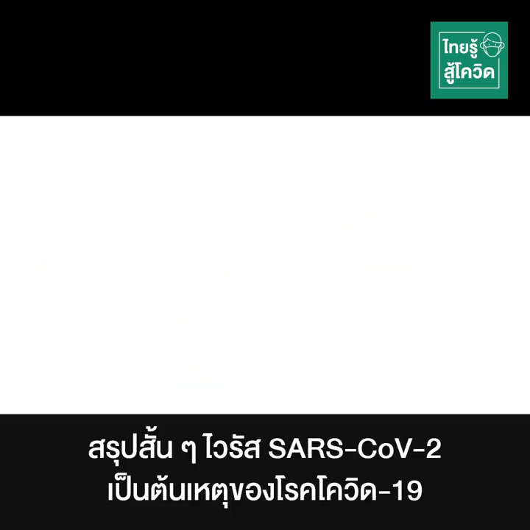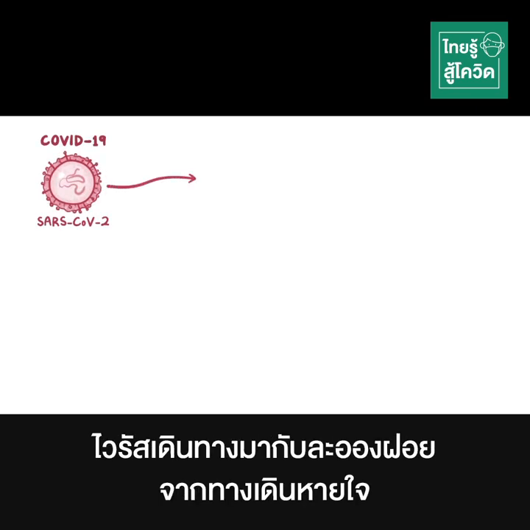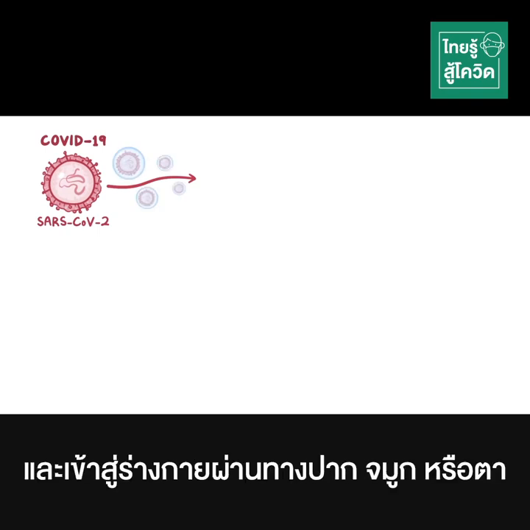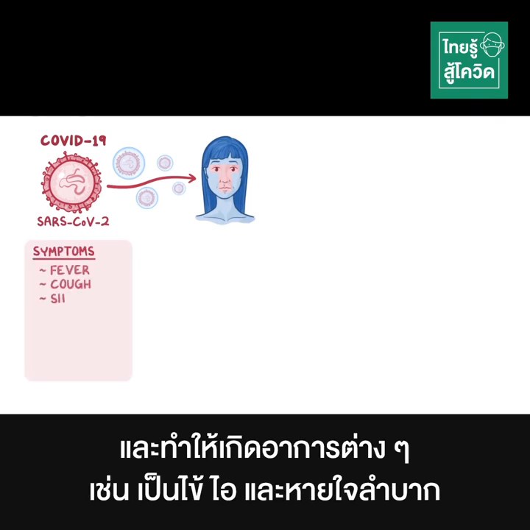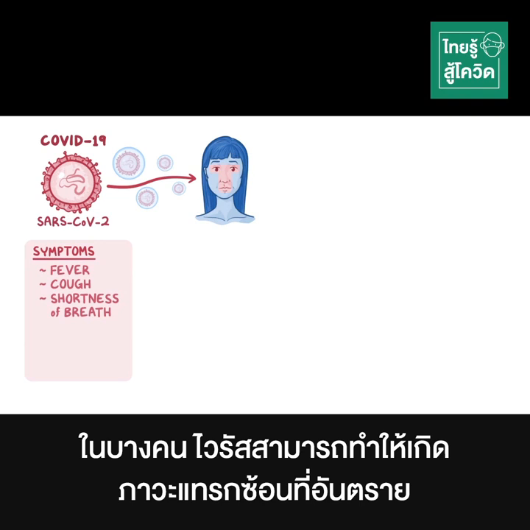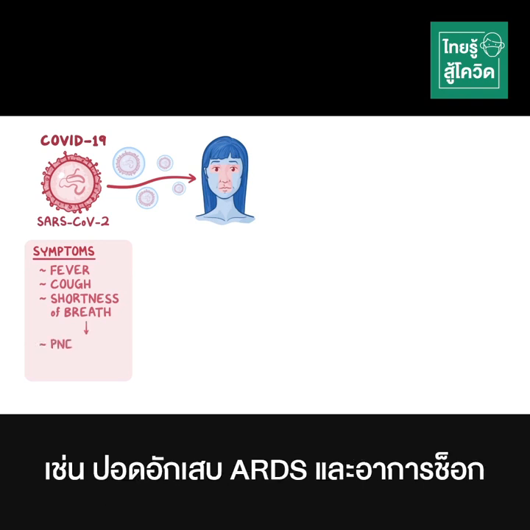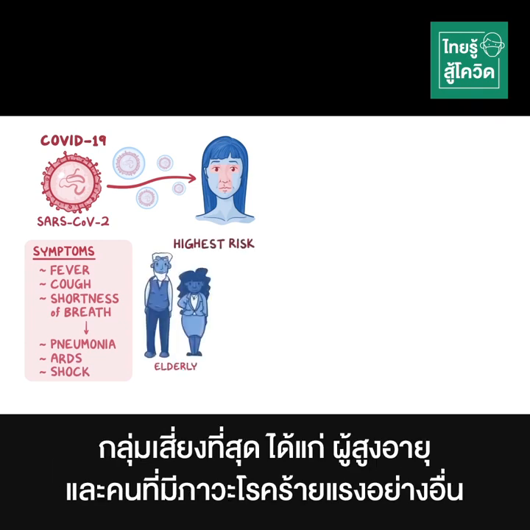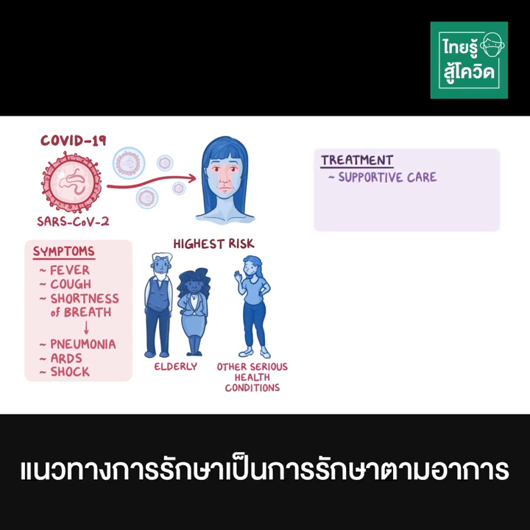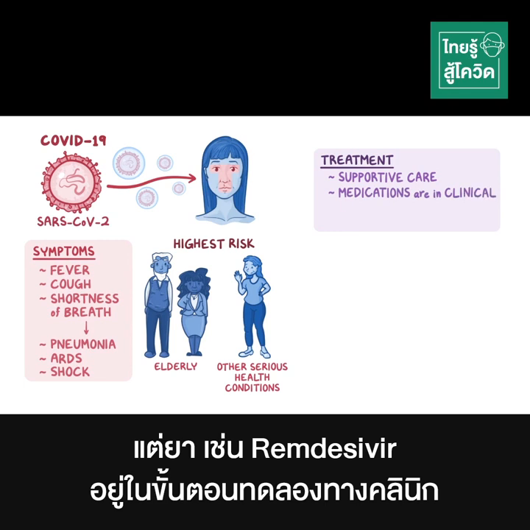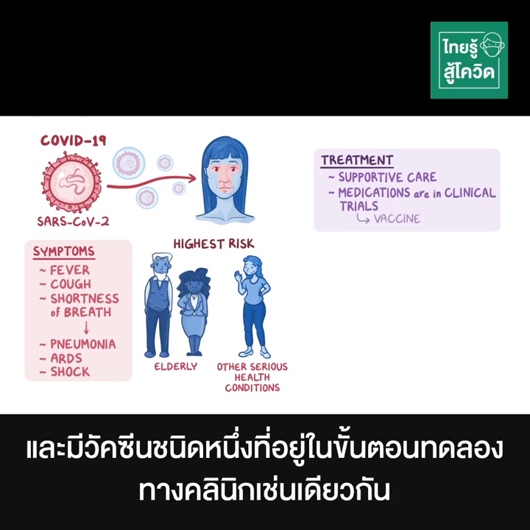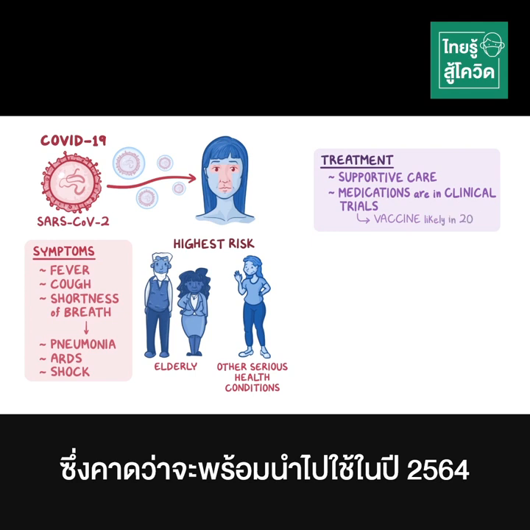Alright, as a quick recap. The SARS-CoV-2 virus causes COVID-19. The virus travels in respiratory droplets and enters the body via the mouth, nose, or eyes. It can cause symptoms like fever, cough, and shortness of breath, and in some people, it can progress to more dangerous complications like pneumonia, ARDS, and shock. The highest risk is among the elderly and those with other serious health conditions. Treatments are focused on supportive care, but medications like remdesivir are in clinical trials, and there's a vaccine in clinical trials as well that will likely be ready by 2021.